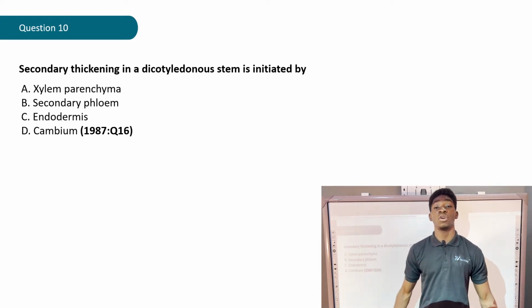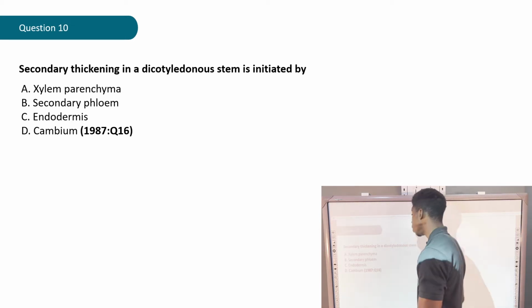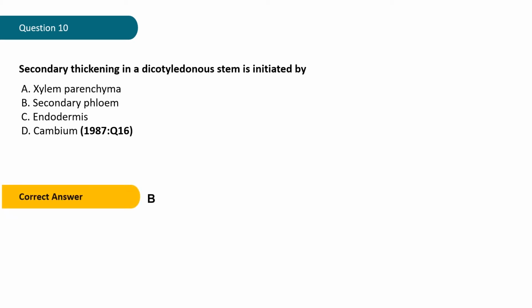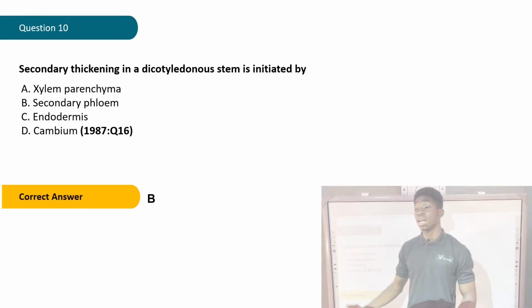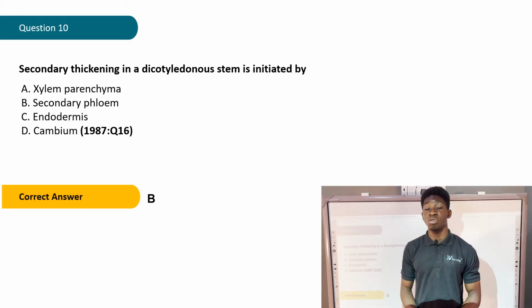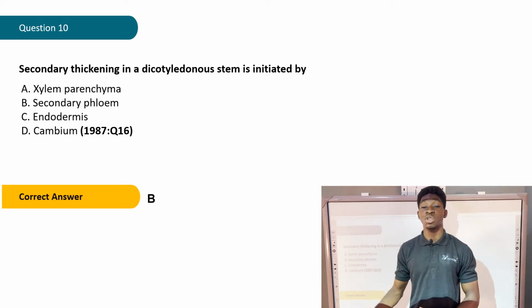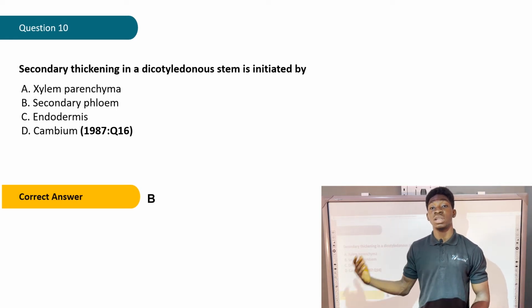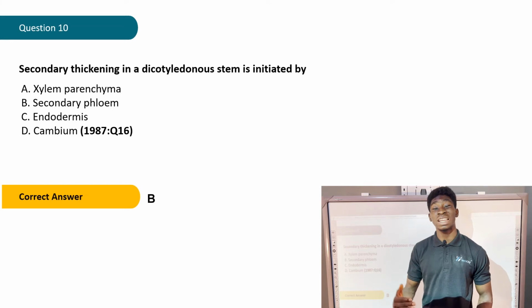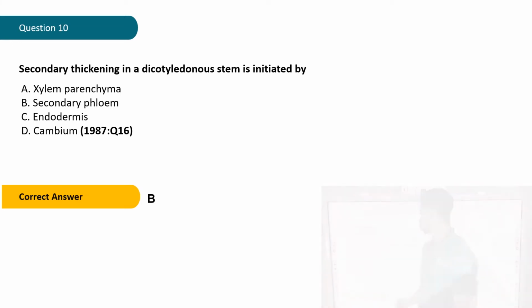Now let's check out what the correct answer says. The correct answer is B, secondary phloem. Secondary phloem is what initiates, what brings about, secondary thickening in a dicotyledonous stem. The secondary phloem particularly is what is responsible for bringing about secondary thickening in dicotyledonous stems.